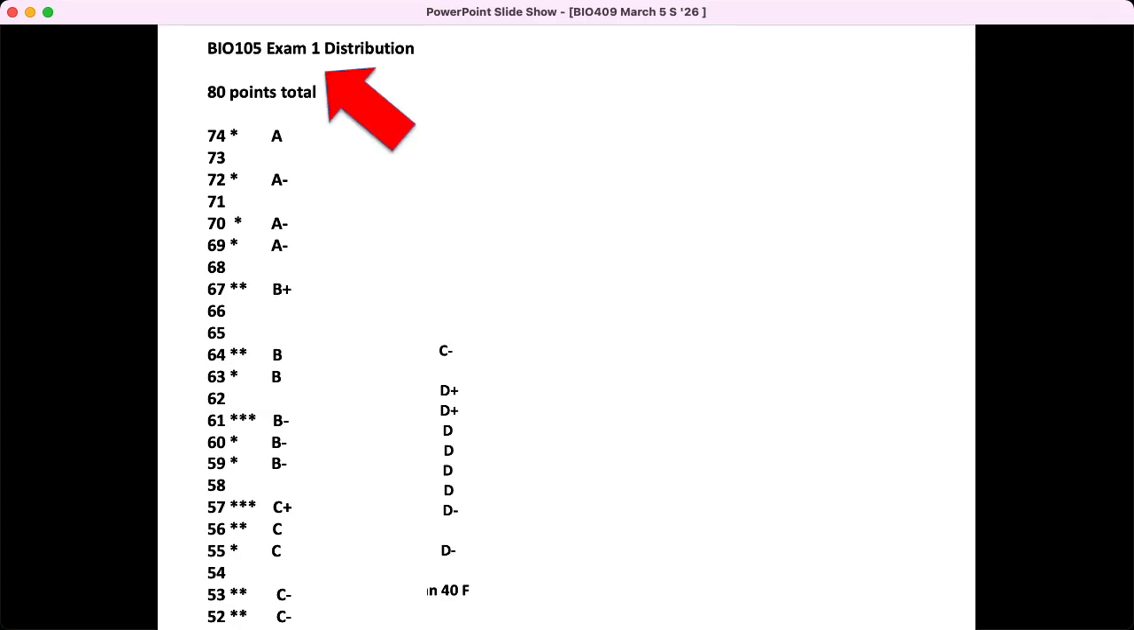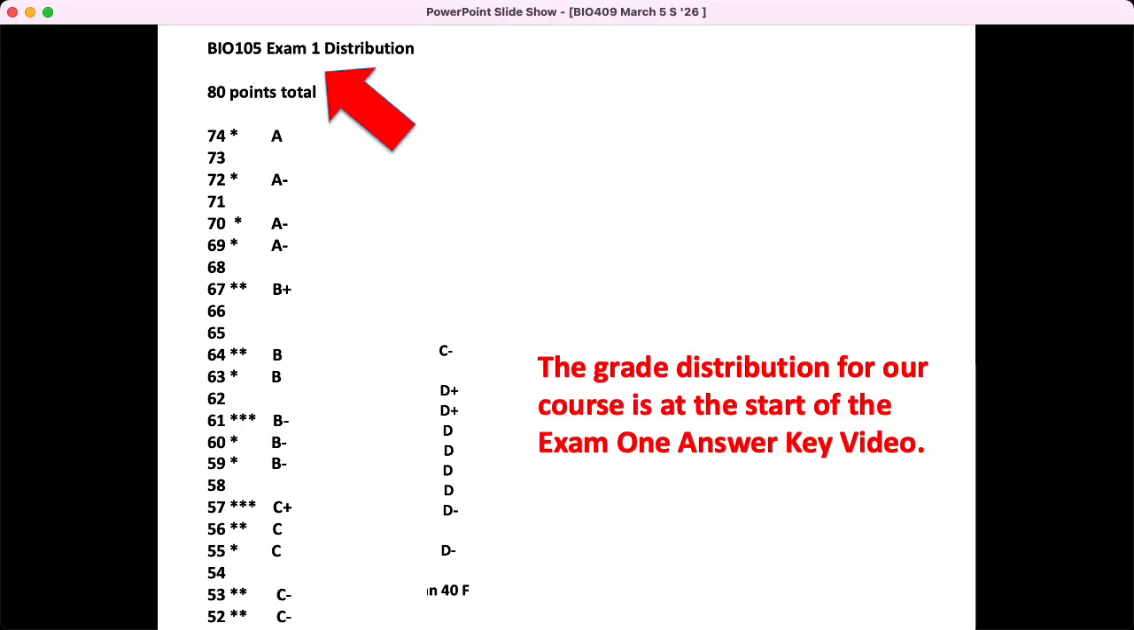I wanted to show this again because I showed it at the start of class last time. This is not the distribution for our grade, but a student asked me yesterday about this. It's for a different course, just to show you that all the courses I teach, I do this as a grading strategy. It's intro bio. Our grade distribution is at the start of the answer key video on our Brightspace page.